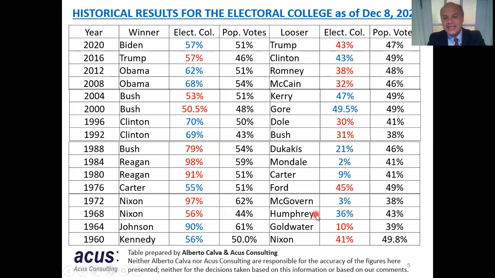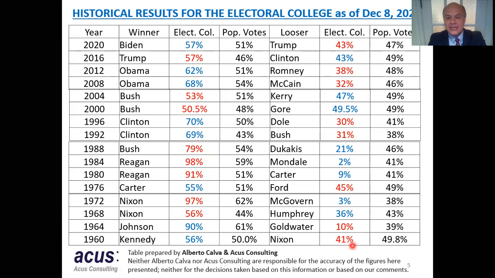There was a third candidate also in this election, if I'm not wrong. In 1964, Johnson got 90% of the votes for the Electoral College with 69% of popular votes. And in 1960, Kennedy got 56% of the votes from the Electoral College, and Richard Nixon, 41%. But look at the popular vote. Kennedy got 50% of the popular vote, and Nixon got 49.8% of the popular vote.